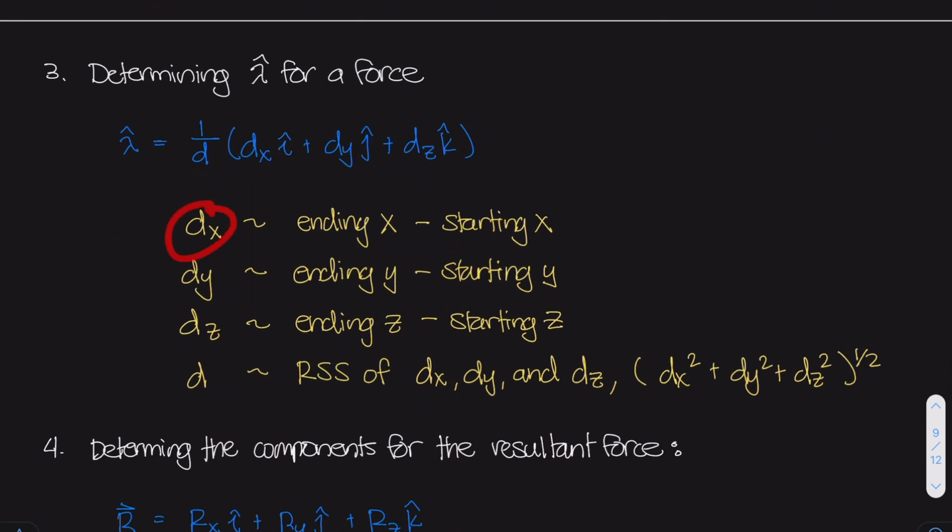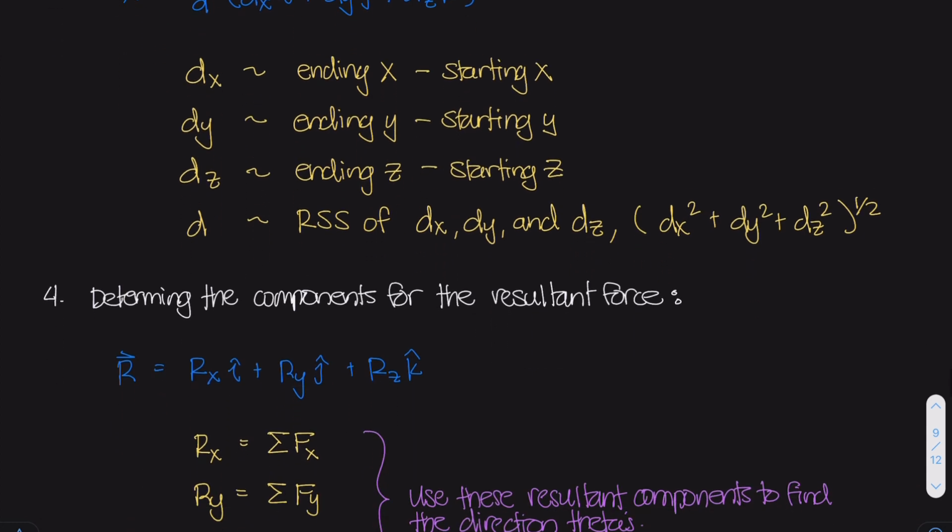Now, once you have dx, dy, and dz, we can figure out what this distance, or this d in this denominator, is by simply taking the root sum square of dx, dy, and dz. So you square all the components, dx, dy, and dz, you add them together, and then you take the square root of that value, and that's how you figure out d. Okay, so once we figured out all 4 of these components, that gives us this lambda unit vector. So we now know the orientation in which that line of action for that particular force is oriented.